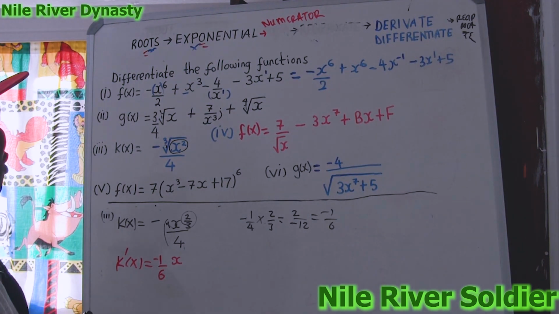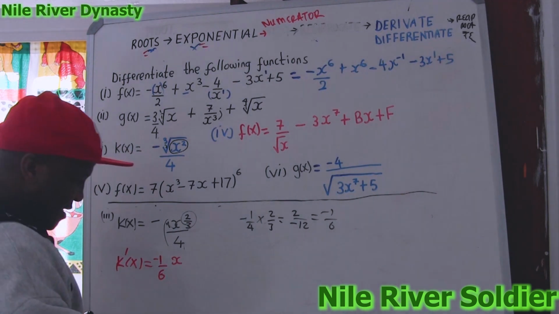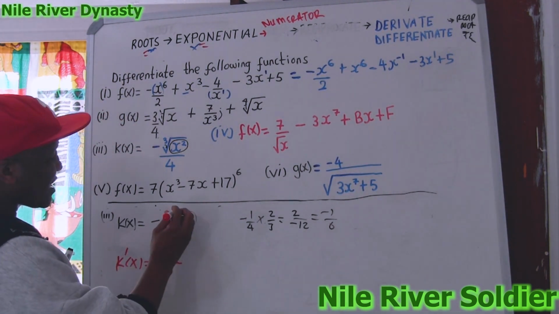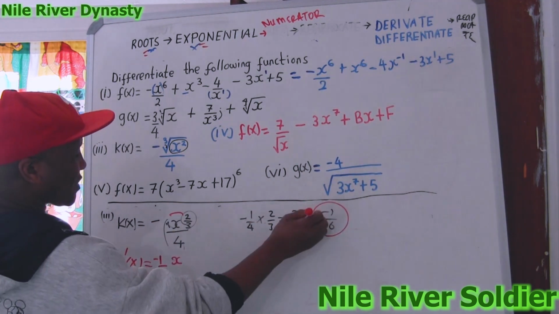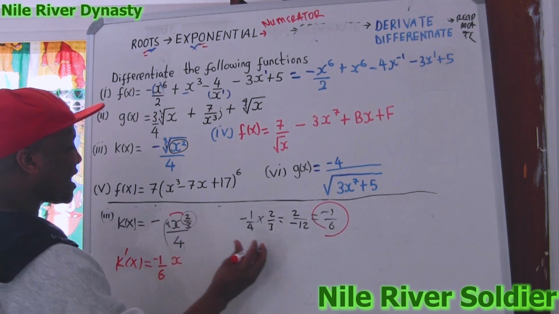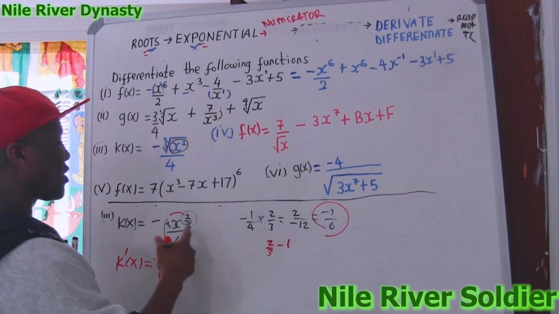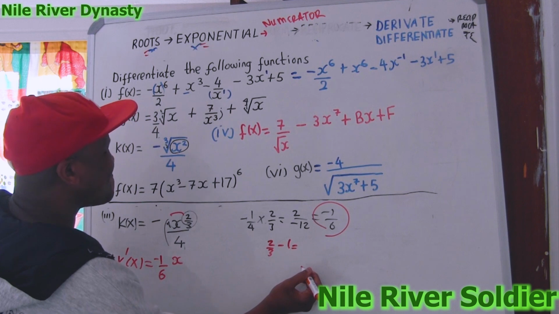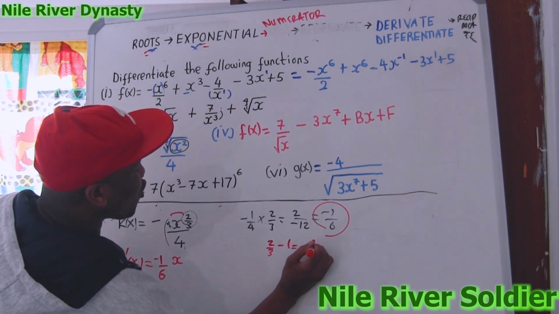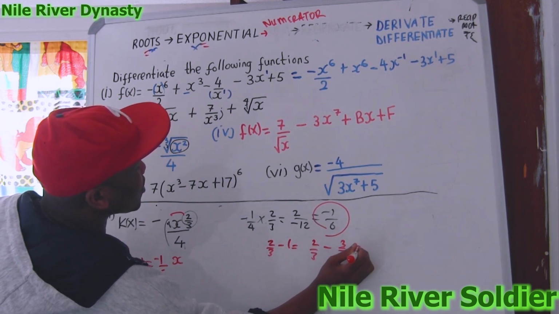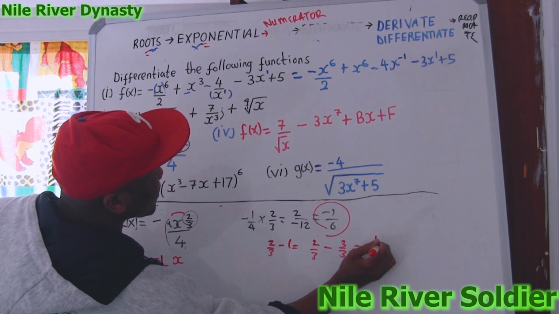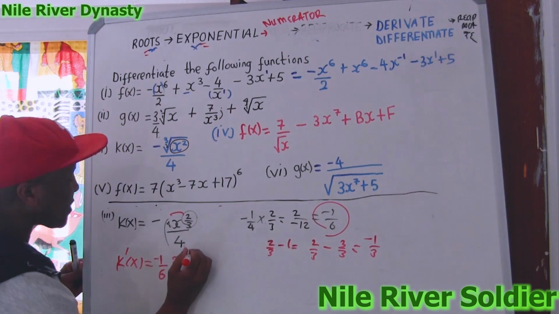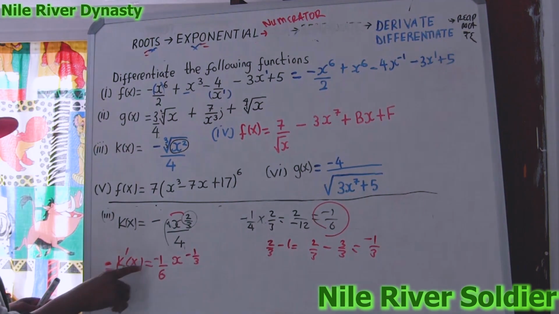Oh my goodness, I forgot something. When you take this multiplied by 1 over 4, we get negative 1 over 6. And then I forgot to minus, which means take 2 over 3 minus 1, because the moment the power comes back, it must minus 1. So it's like 2 over 3 minus 3 over 3, because 1 is like 3 over 3. So this is going to become negative 1 over 3 after we differentiate.